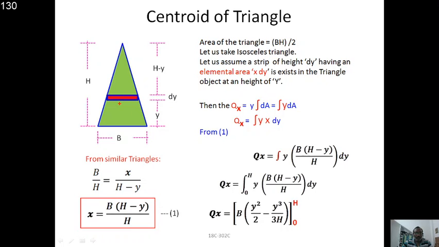After obtaining the X value, now to determine the centroid of the isosceles triangle, Qx is equal to the integral of y dA. Then substitute what is dA? dA for the differential element is x into dy. Then integrate with respect to y with limits 0 to h and substitute the value of x from the previous equation. So this x value has to be replaced, then substitute the limits, then solve it.